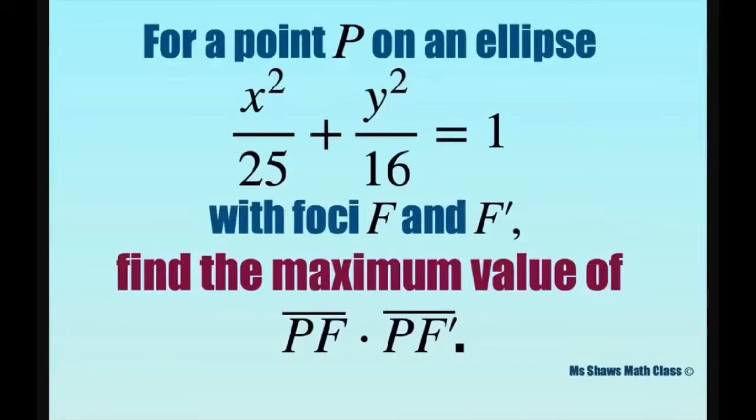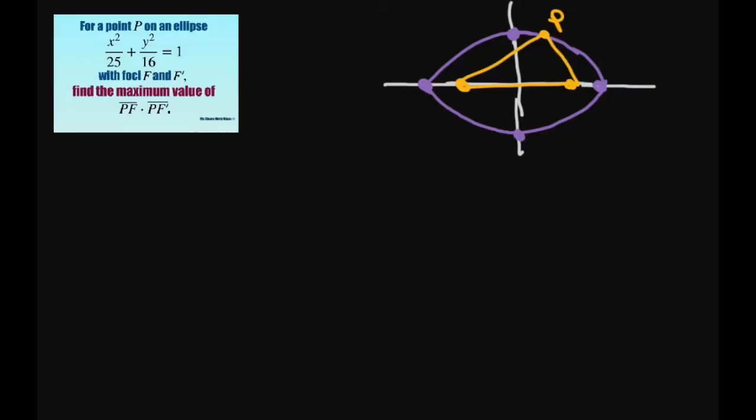Everyone, for a point P on an ellipse, x squared divided by 25 plus y squared divided by 16 equals 1, with foci F and F prime, we're going to find the maximum value of the length of PF times the length of PF prime. All right, so here's a little picture of it. So let's look and see what we have.